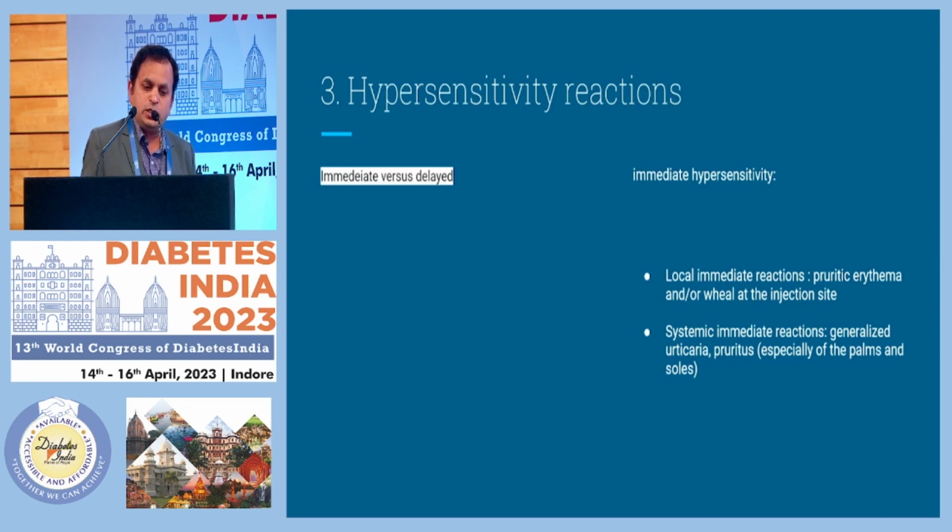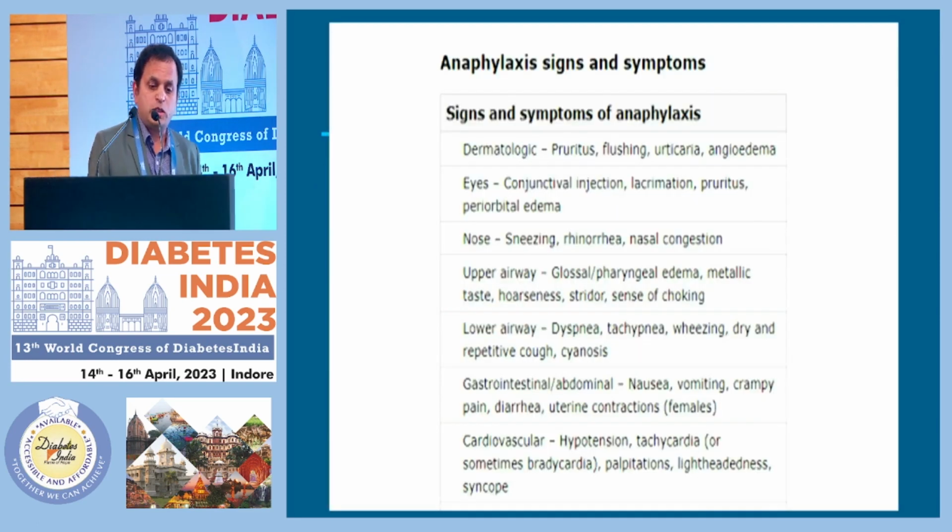The third challenge is hypersensitivity reactions. Hypersensitivity reactions could be immediate or delayed, and immediate hypersensitivity could be local or systemic. Immediate local reactions could be pruritic erythema at the injection site, and systemic reactions could be generalized urticaria, pruritus, and so on. Very rarely, insulin can cause anaphylaxis, but anaphylaxis has only been noted with older insulins like porcine or bovine insulin. With the newer insulins, which are recombinant, highly purified insulin or analogs, there is no report of anaphylaxis.